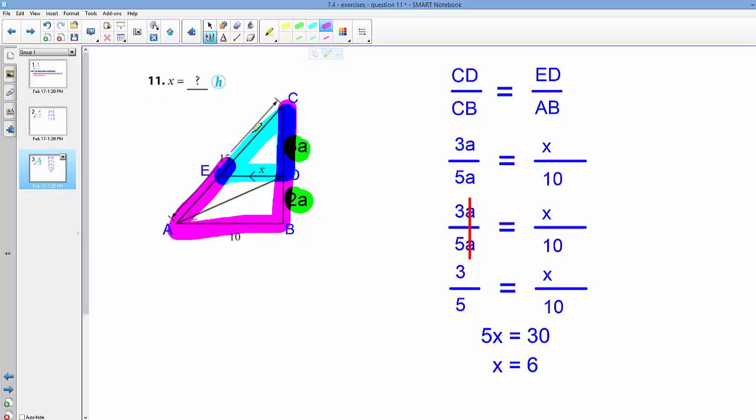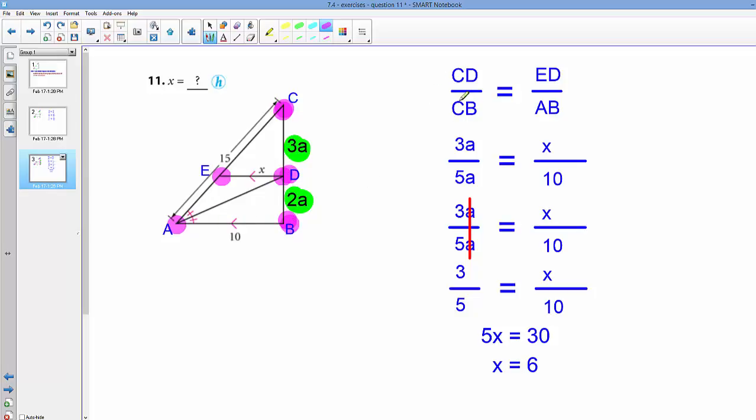These two triangles are going to be similar triangles because of the reflexive property. They have an overlapping angle, and then because these are parallel, corresponding angles would also be congruent. So what are we going to say here? We're going to say the right-hand side CD is to the right-hand side CB as ED is to AB.